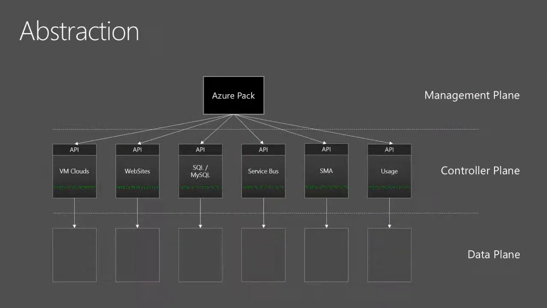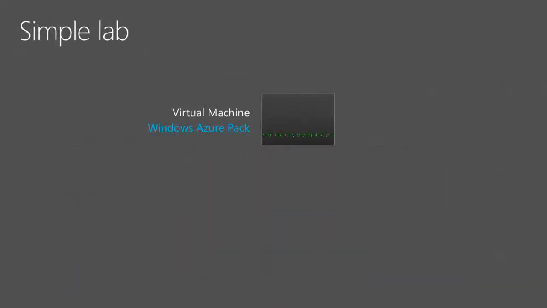This is true for every other RP. So this is the same diagram as we saw before, but just represented in another way. Now this does look much clearer, right? So we just drill down into the VM clouds on the left, and we start with a simple environment, just a simple lab where you have a virtual machine with the Express installer of Windows Azure Pack, and you want to deploy a virtual machine as a tenant.